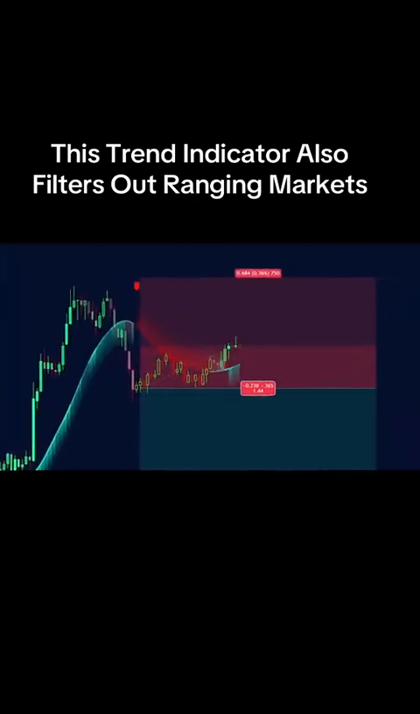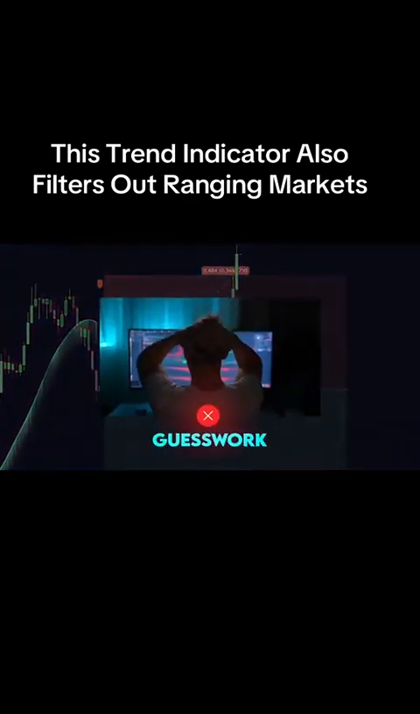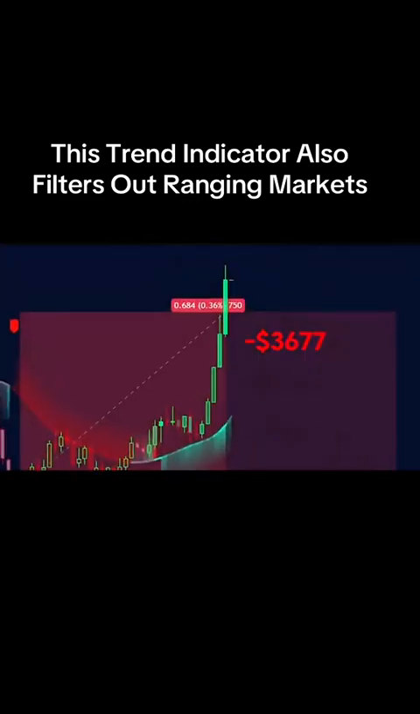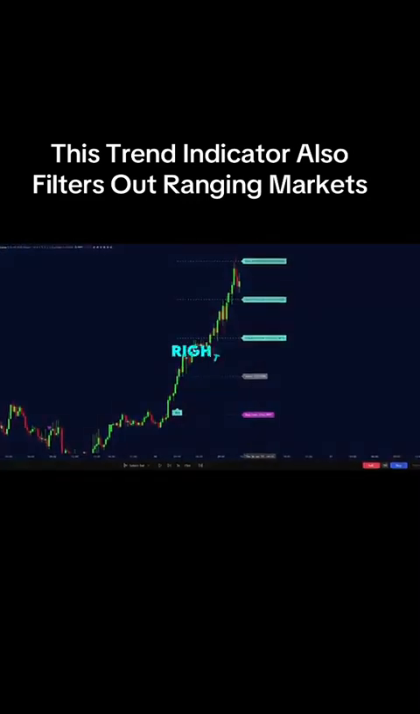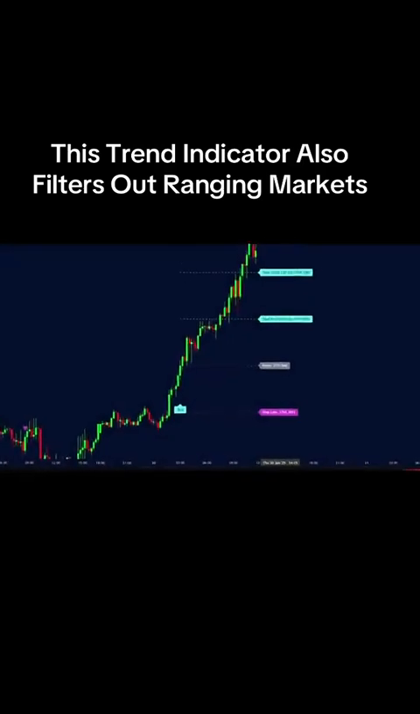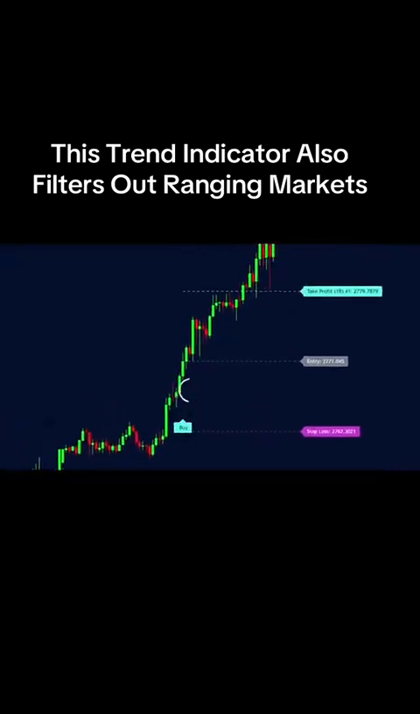However, most traders will still mess this up. They rely on emotions, guesswork, and outdated strategies, losing money instead of making it. But the ones who win, they use the right tools and strategies. Tools that find the most profitable trades early and avoid false signals.